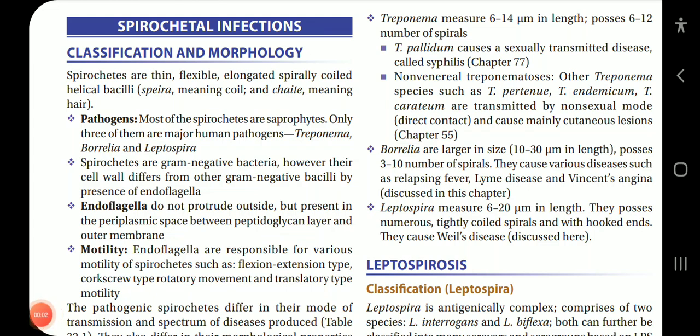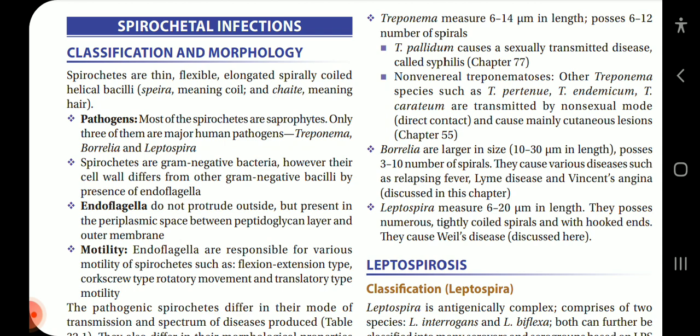Now we start part 2 of chapter 32, which is miscellaneous bacterial bloodstream infections, and we start with spirochetal infections. Classification and morphology. Spirochetes are thin, flexible, elongated, spirally coiled helical bacilli, spira meaning coil, and chaete meaning hair. Pathogens. Most of the spirochetes are saprophytes. Only three of them are major human pathogens, which are Treponema, Borrelia, and Leptospira.